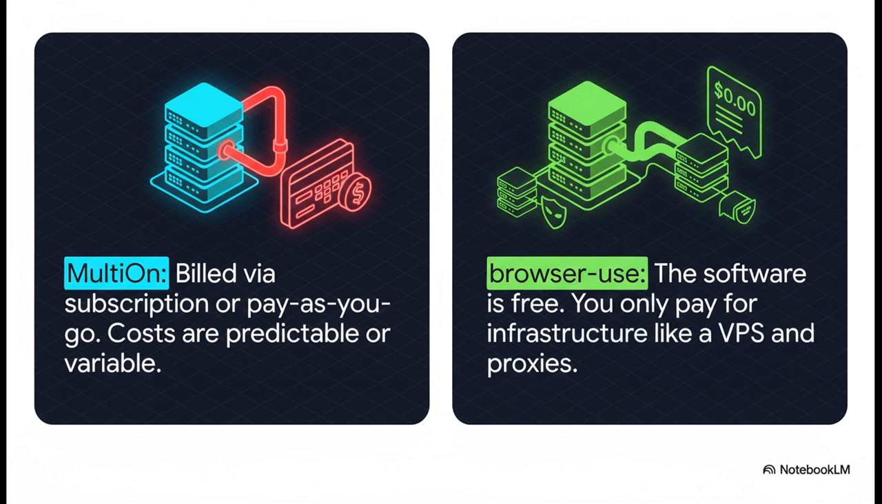With MultiOn, you're paying for the service. It might be per task or a monthly fee. With Browser Use, the software itself is totally free, $0. Your only costs are the infrastructure you run it on, things like a virtual private server, or VPS, which is basically just your own little computer in the cloud, and maybe some proxies if you're doing really large-scale stuff.